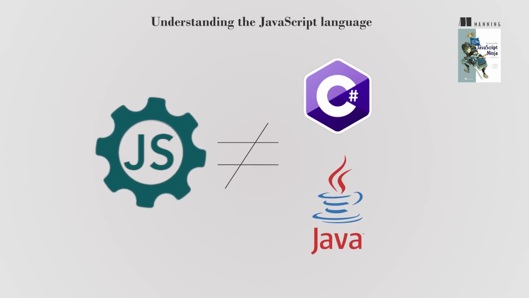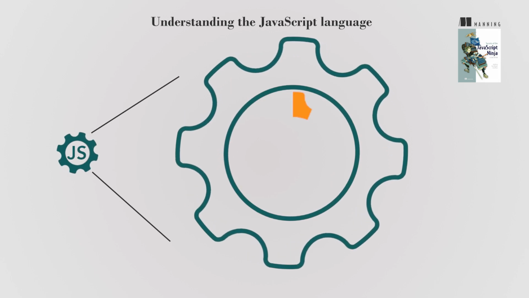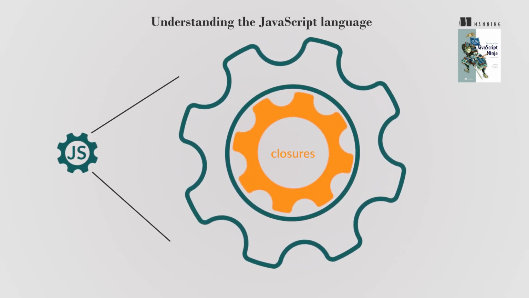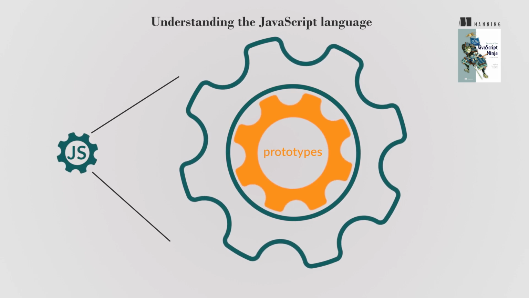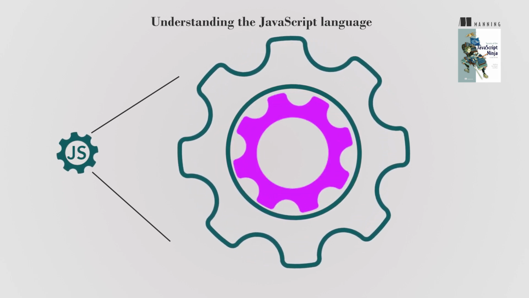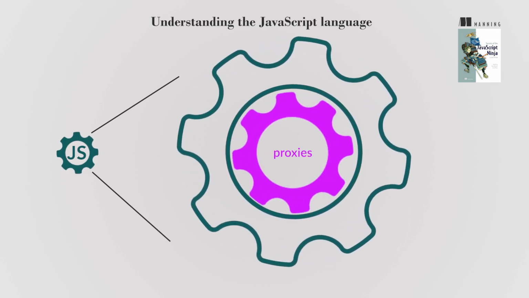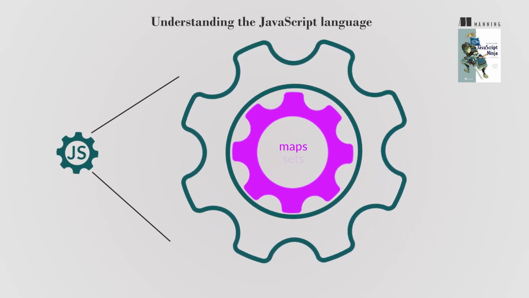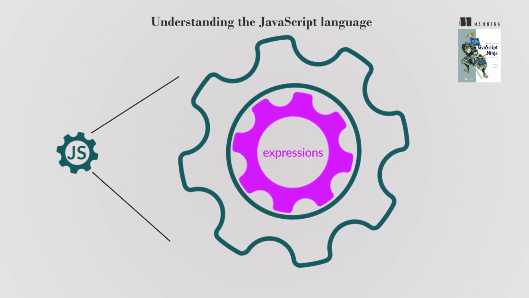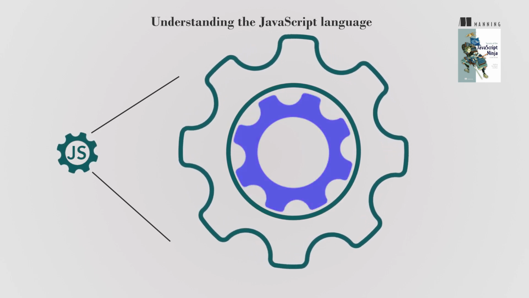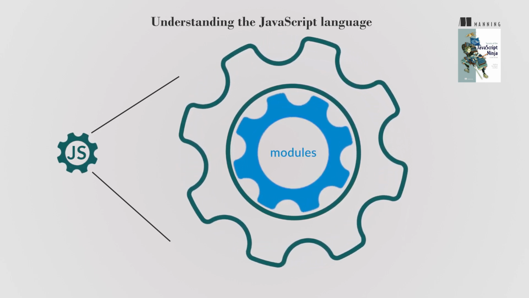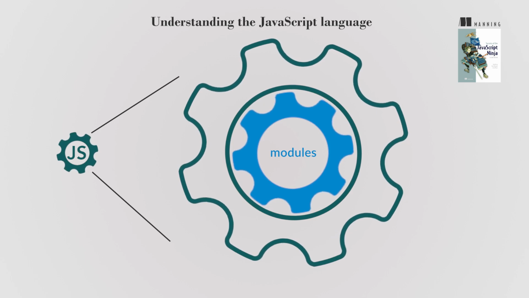However, it is functionally different and has unique concepts like first-class functions, closures, and prototype-based object orientation. Other features like generators, promises, proxies, advanced array methods, maps, sets, and regular expressions can also make your code more elegant. Using modules can make projects more manageable by breaking code into smaller, self-contained pieces.